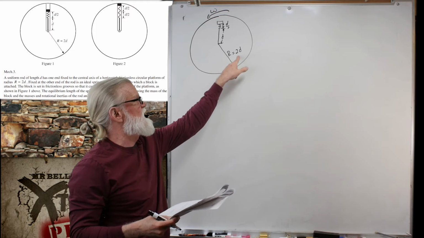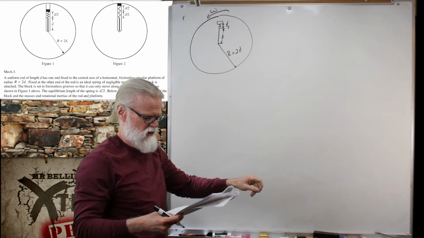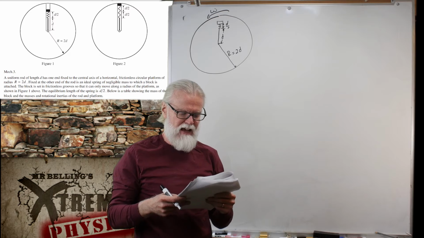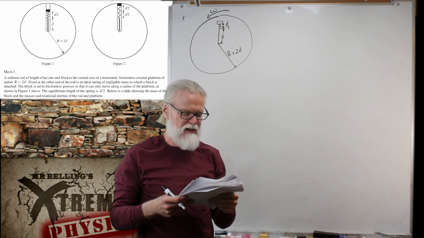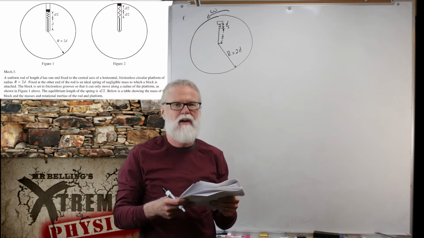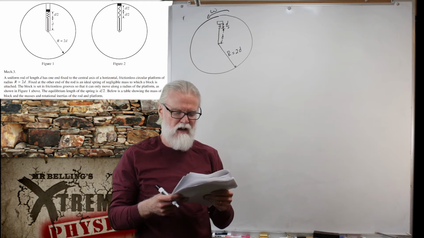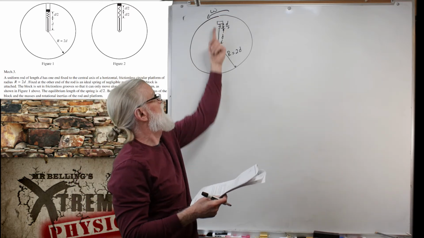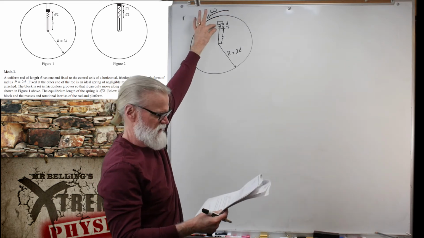All right, so R is 2D. That's D. That's D over 2. This is eventually going to stretch out to another D, so that's actually going to be at the end. Fixed at the other end is an ideal spring of negligible mass, to which a block is attached. The block is set in frictionless grooves, so they can only move along a radius of the platform as shown in figure 1. So this thing can only move like that. The equilibrium length of the spring is d/2, right there.